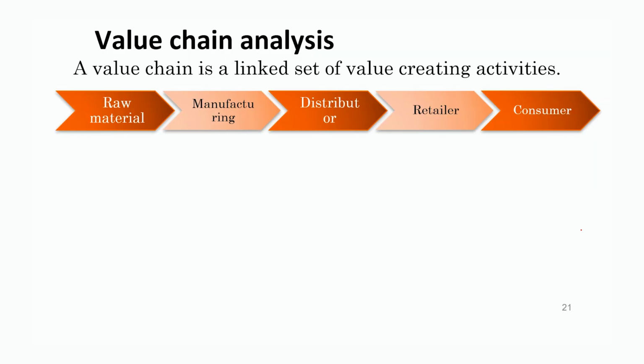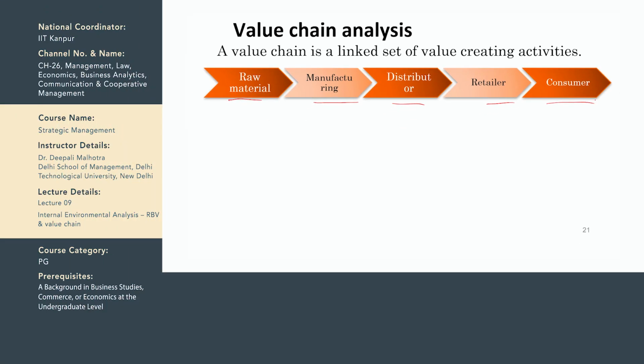What exactly is a value chain? A value chain is a linked set of value creating activities that start with procuring raw material, then manufacturing, moving to distributor, retailer and ultimately consumer. But all these activities are also there in a supply chain. Then what is the difference between a supply chain and a value chain? These two terms are often used interchangeably, but technically there is one difference.